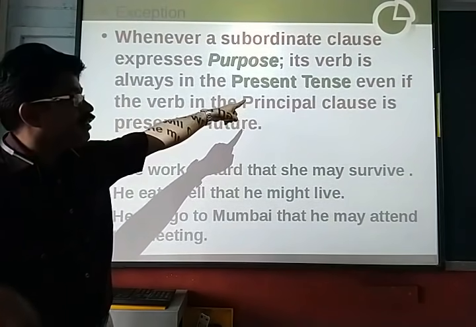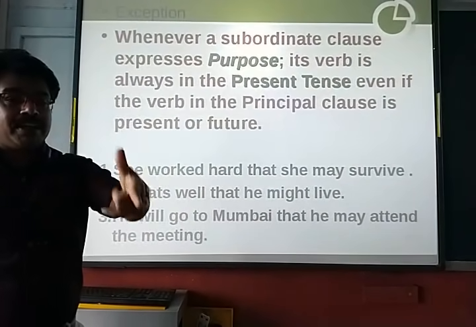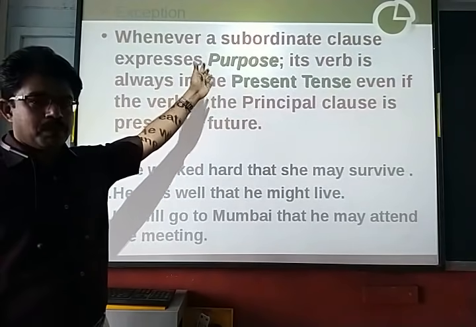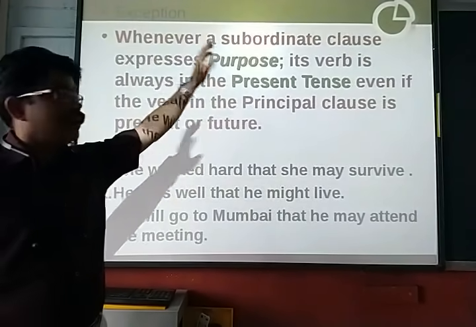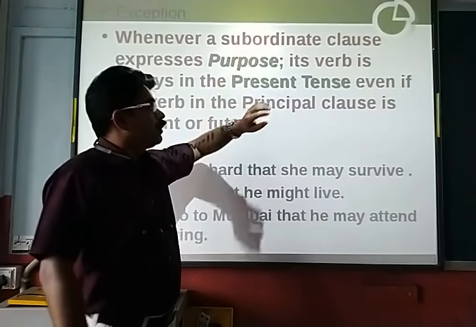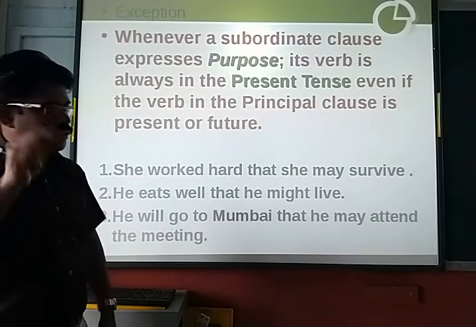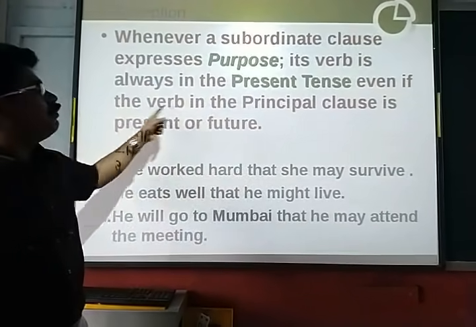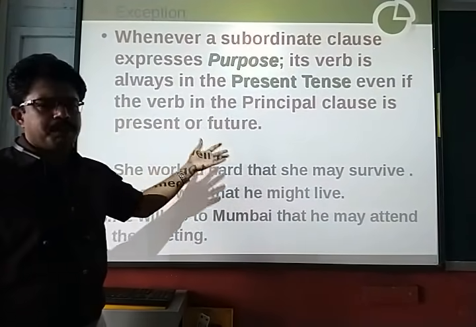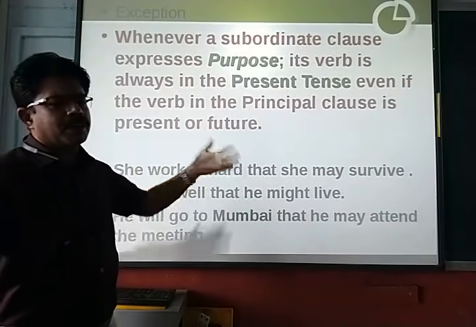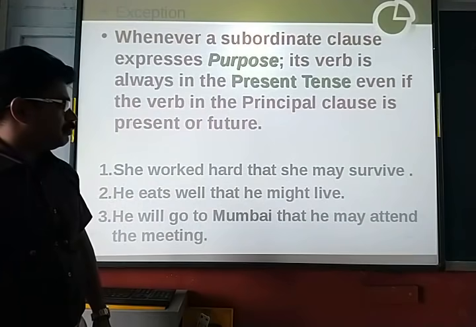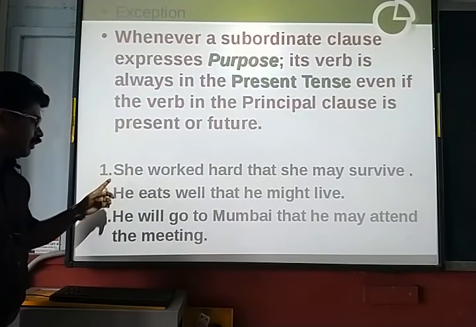Now the rule has changed. Though we said any tense can follow a present or future tense, now we say if it is conveying a purpose, the verb has to be in the present tense, even if the verb in the principal clause is present or future. Whether present or future does not matter, it has to be present tense. Now let's see.